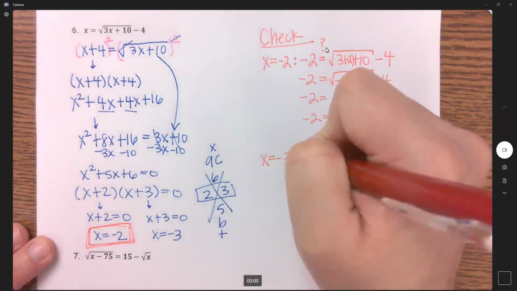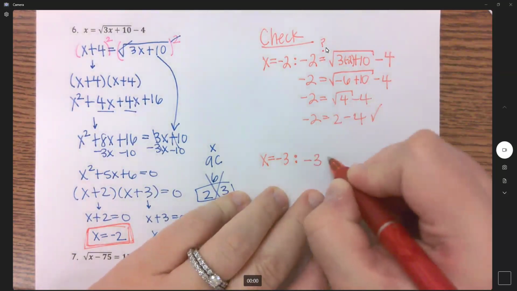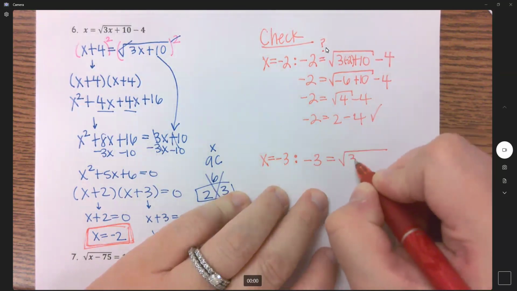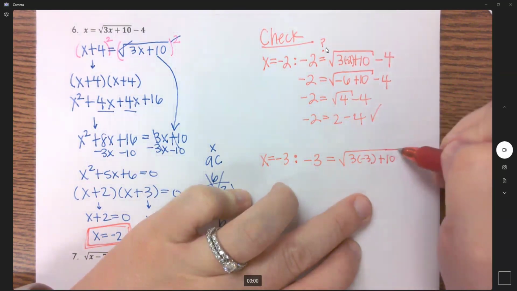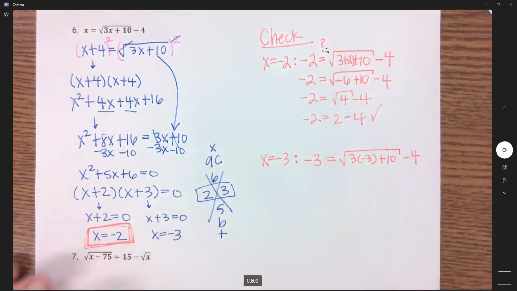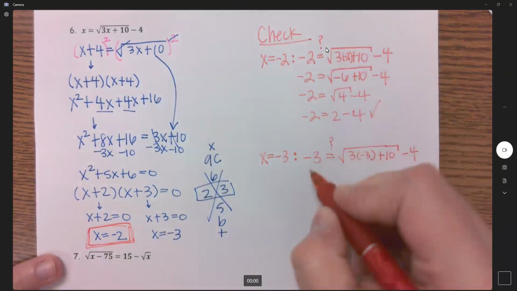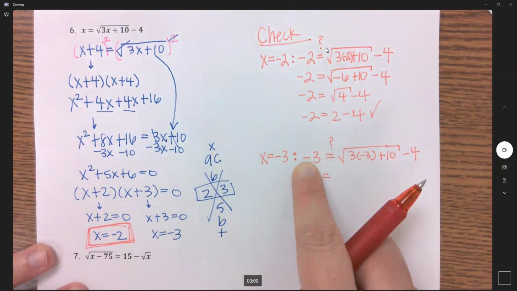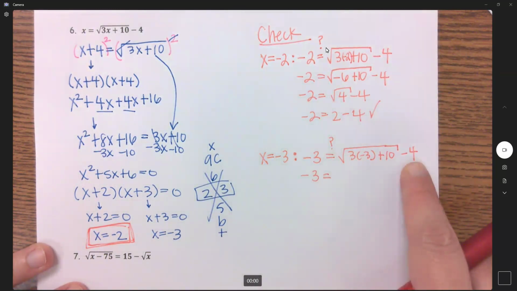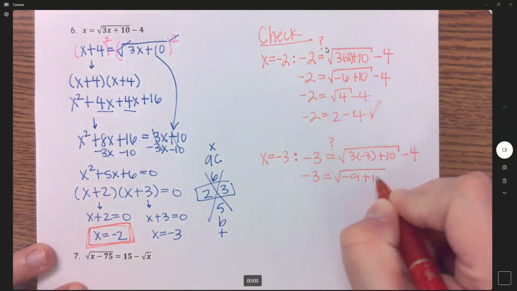So we'll check negative 3, and I'm going to plug this in this time to both of my x's. So negative 3 equals the square root of 3 times negative 3 plus 10 minus 4 on the outside. So do these two sides of the equation equal each other? Let's work it out. And again, I can't just throw it out and say this can't work because it equals a negative number, because of this minus 4 outside of that radical. So negative 9 plus 10.